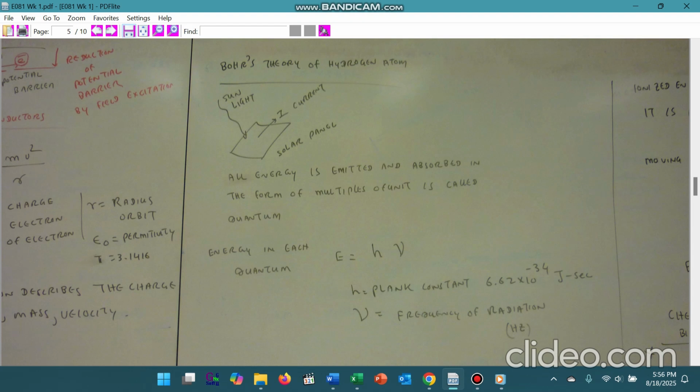So in this case, we write down the equation. This equation is for all energy emitted and absorbed in the form of multiples or units. We call it a quantum. All energy is emitted and absorbed in the form of multiples or units. It's called quantum.